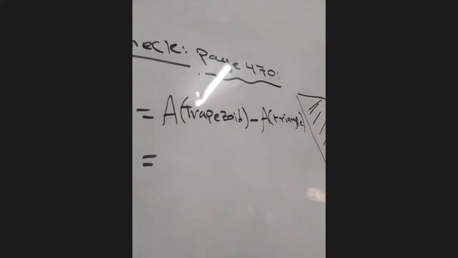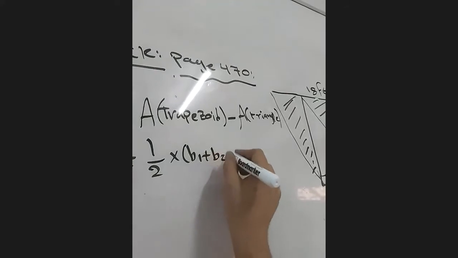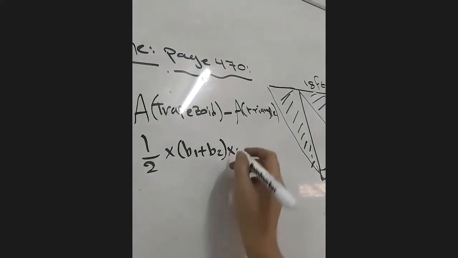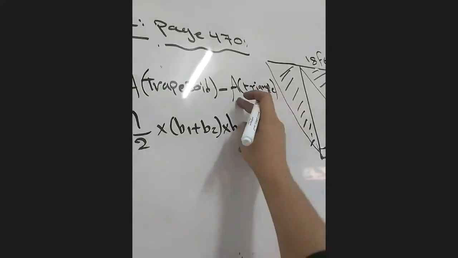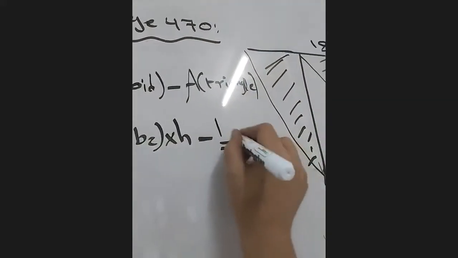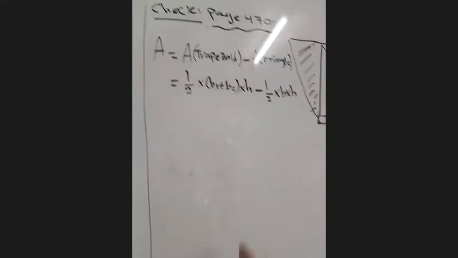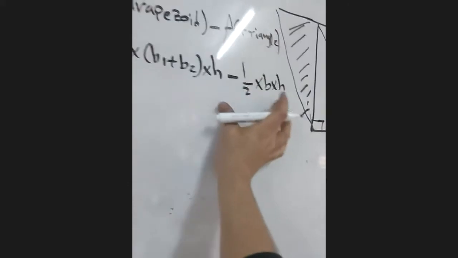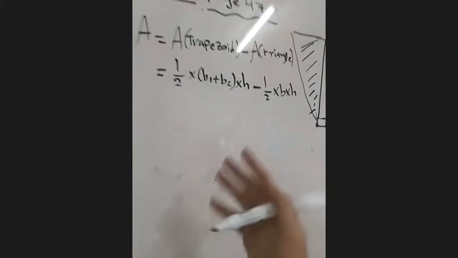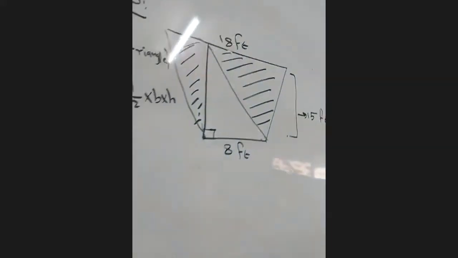What's the area of the trapezoid? Give me the formula. I gave it to you yesterday. It equals 1/2 multiply base 1 plus base 2, multiply the height. Minus. What's the area of the triangle? 1/2 multiply base multiply height. Excellent. So this is the area of the trapezoid, which we gave yesterday, and this is the area of the triangle, also given yesterday. Now, what's the next step? To replace these variables by the given numbers, right?